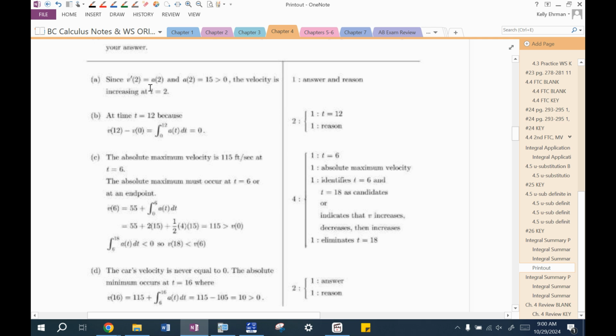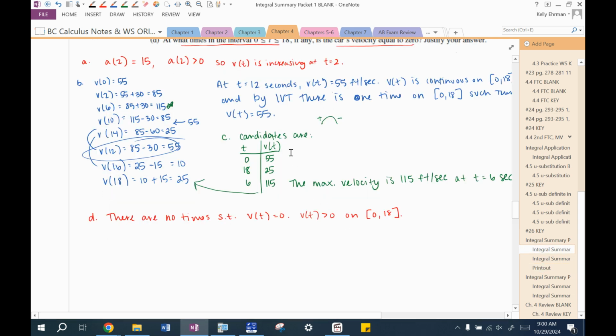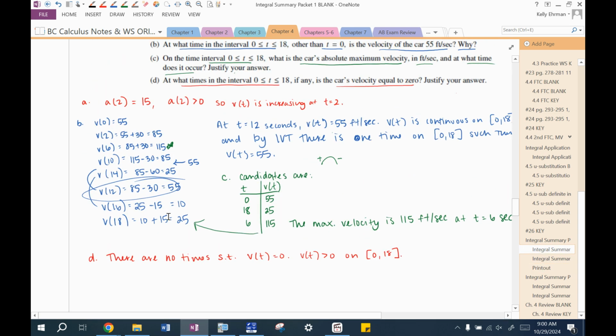So for part A, v prime is equal to a of 2. a of 2 is positive. Velocity is increasing. We said that. So you get 1 point for that, answer with the reason. Part B, you get a point for saying t equals 12. And your reason, now their reason is much more concise than mine. Let me go back and look at what I wrote. So yeah, for B, I did all of this stuff here.